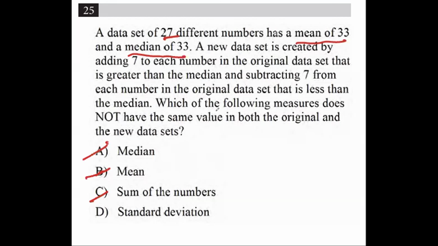That leaves the standard deviation, which would change because your range has increased. The lowest value of your range has gone down by 7, and the highest value has gone up by 7, so your range has increased by 14. So the correct answer is D. You can calculate standard deviation from the range.